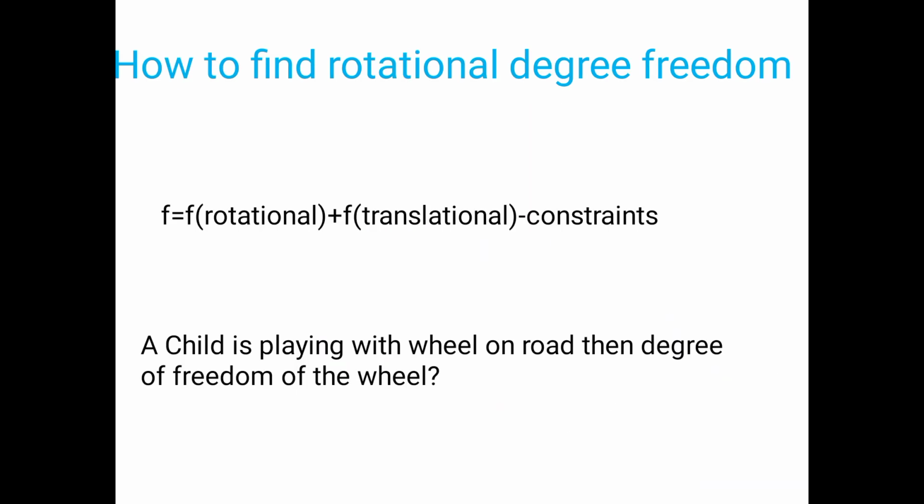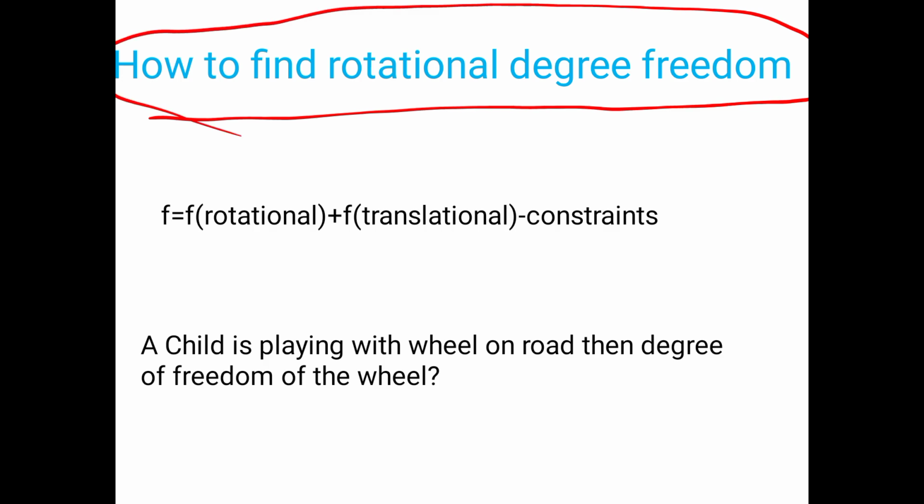How to find the rotational degree of freedom? Basically the question comes up: how to find the rotational degree of freedom. The total degree of freedom of a system is the translational degree of freedom plus the rotational degree of freedom, minus the constraints between them. Here is a question: a child is playing with a wheel on the road, then find the degree of freedom of the wheel.